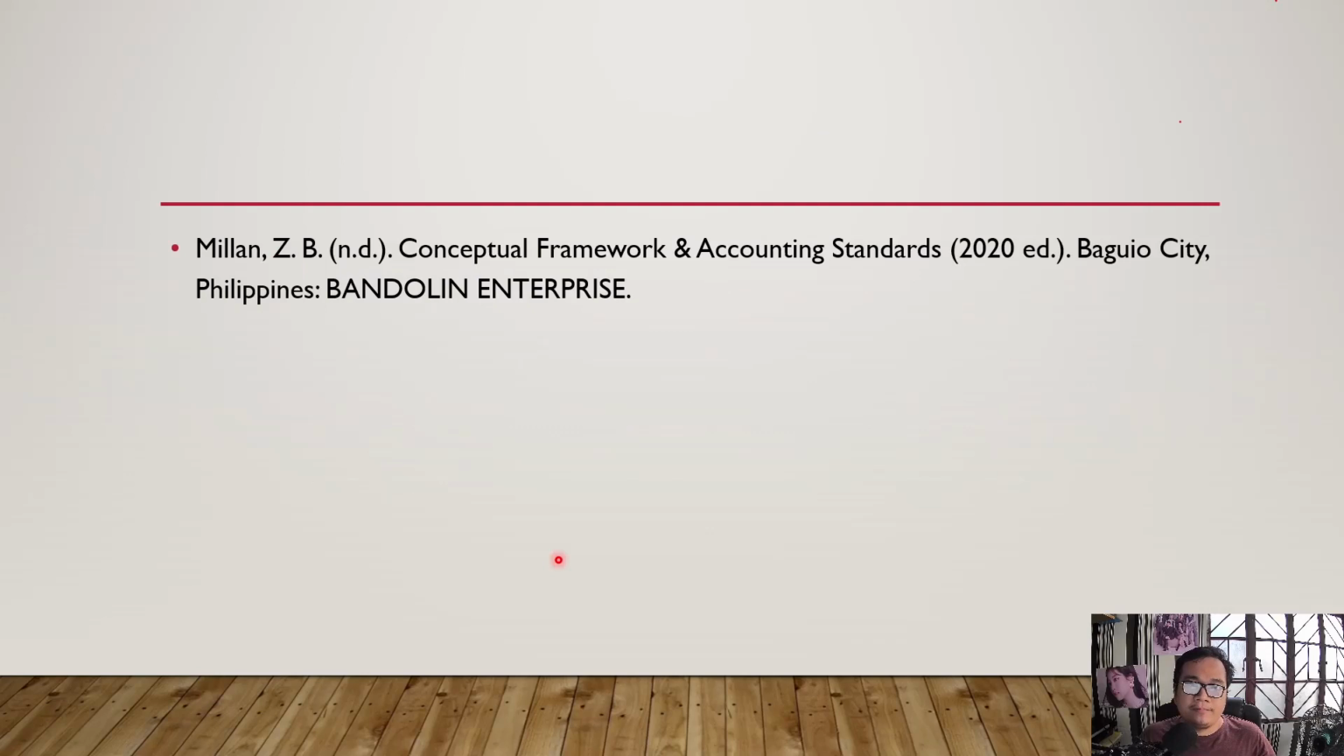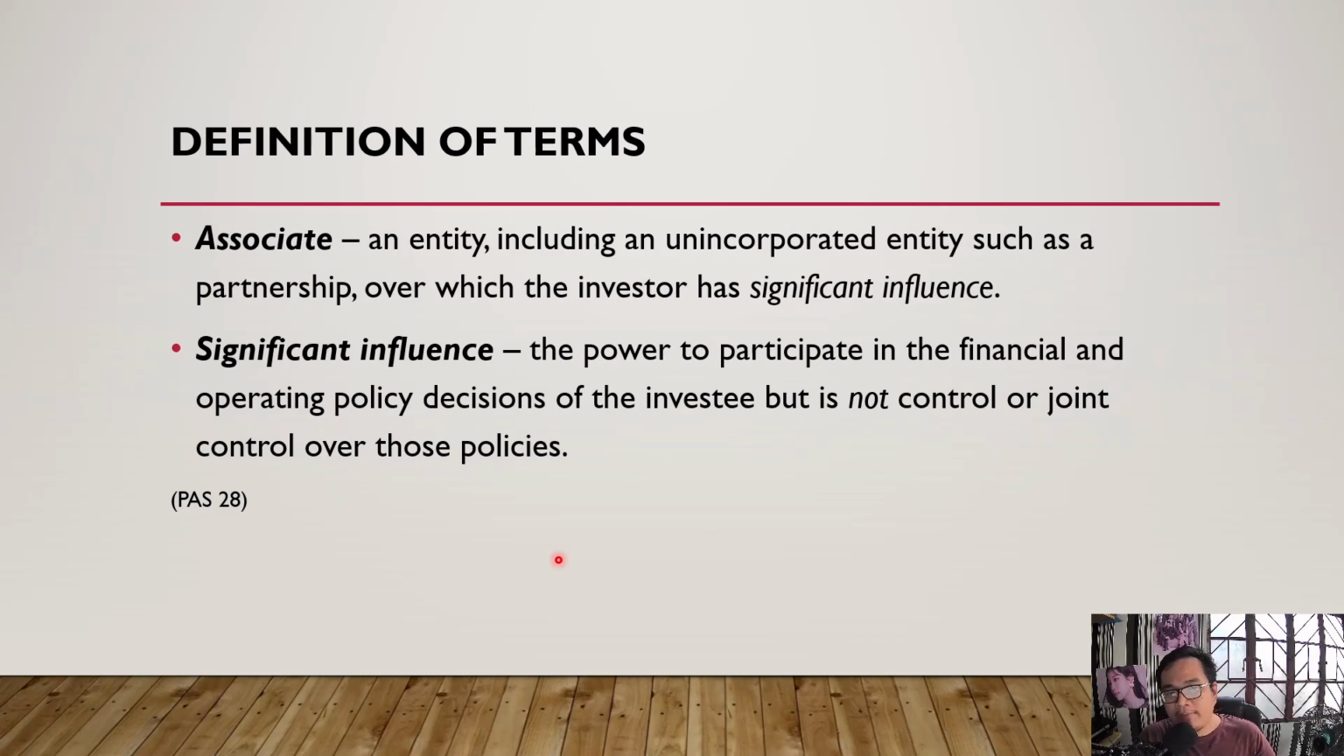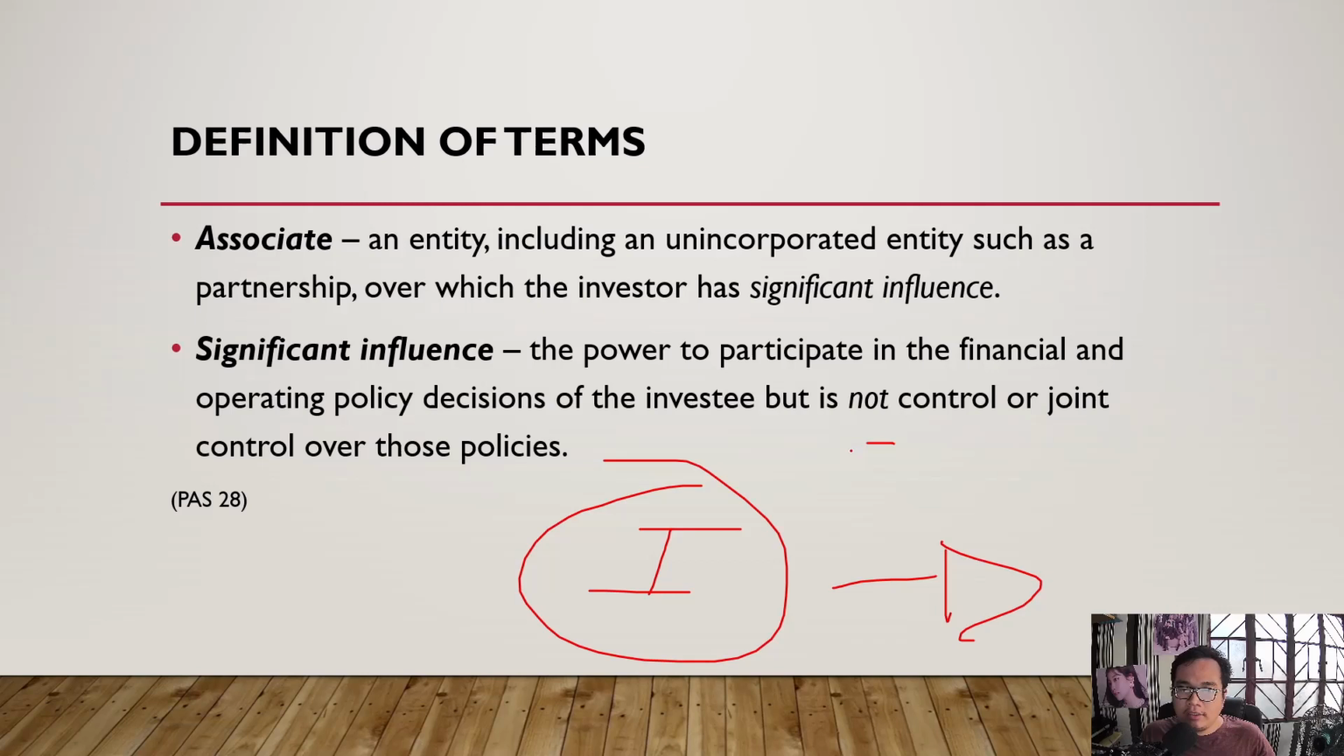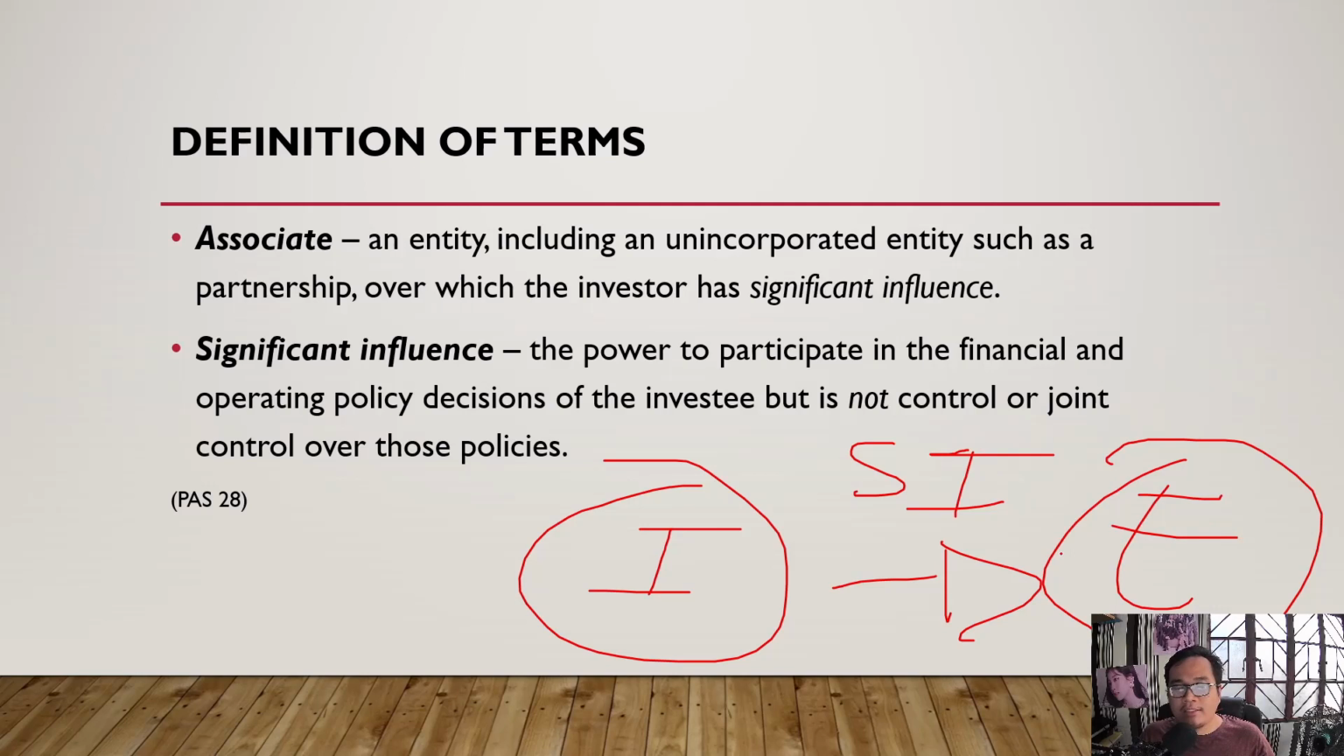So, definition of terms muna tayo. Associate. Investment in associate: an entity, including an unincorporated entity such as a partnership, over which the investor has significant influence. Yan basically ang isang investment in associate. Si investor may significant influence kay entity.